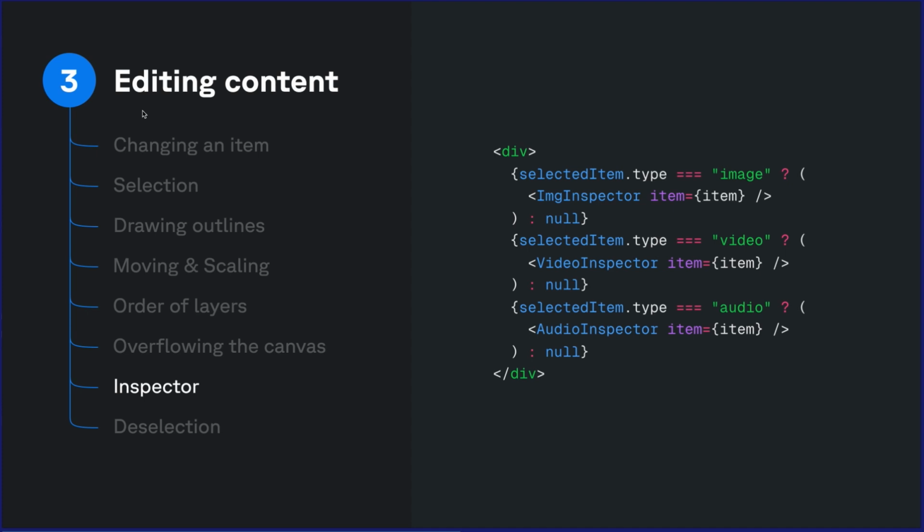I've also made it so that when you click on an item, things appear next to it. So on an image, you could change the source. On an audio, you could change the volume. And based on a selected item, I'm just rendering some controls, which just update the state.